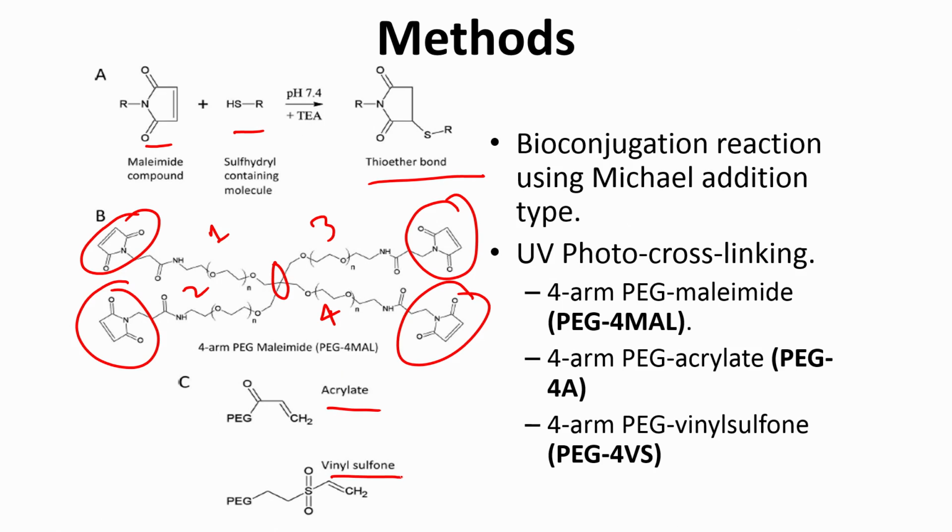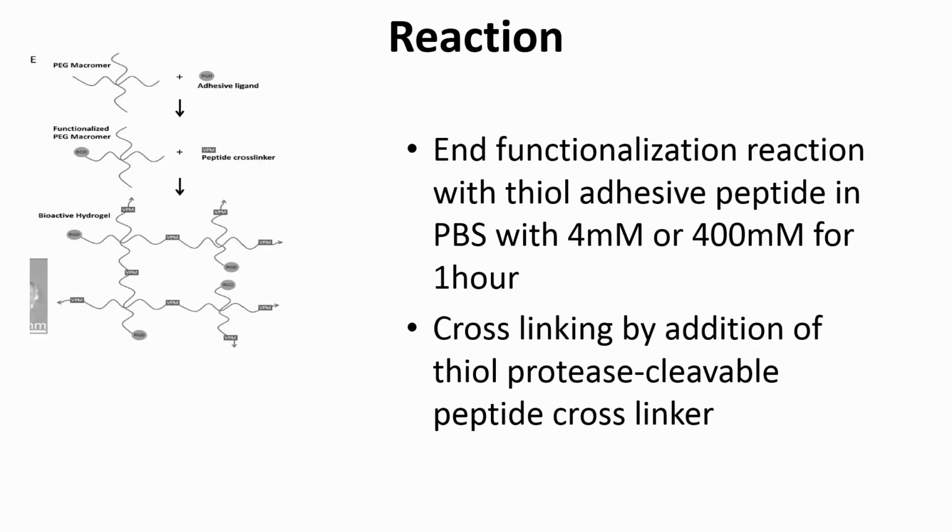and vinyl sulfone, which are two of the groups that were used quite a bit at the time when this paper was published. Again this reaction happens at a pH of 7.4, with triethanolamine as a kind of catalyst. For acrylate the polymerization happens on the basis of UV cross linking, and the vinyl sulfone also reacts with thiols to form bonds. And so that is what they have done.